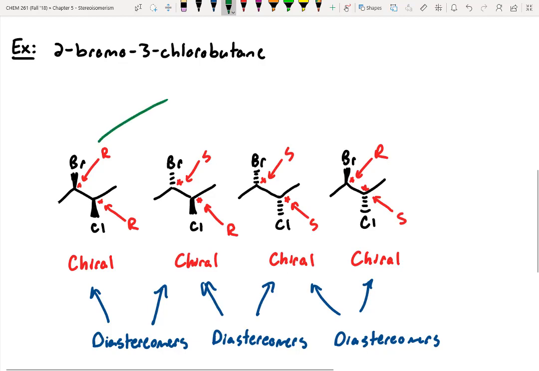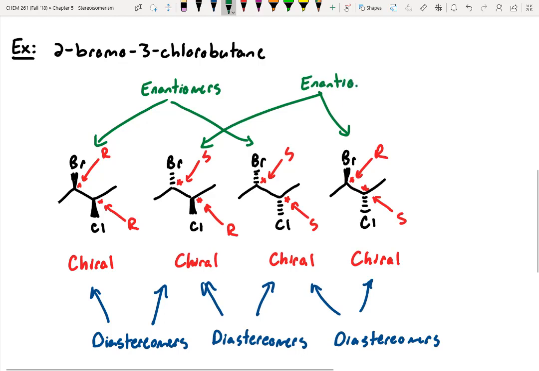I see an enantiomeric set here. So these two are enantiomers. See how they're mirror images? The bromines were flipped and the chlorines were flipped. And then for 2 and 4, the bromines were flipped and the chlorines were flipped. So these are also enantiomers. Enantiomers have the same physical properties. Our diastereomers, if you had any set of diastereomers, they would have very different physical properties.